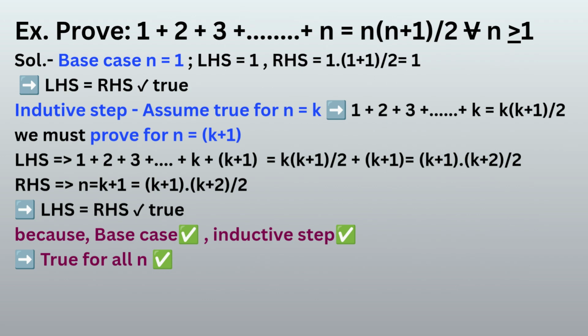Now on the RHS we put n equal to k plus 1. For the k plus 1th term we get k plus 1 times k plus 2 divided by 2. This is equal to the LHS. Hence, the inductive step is also verified. Hence, the statement is true for all natural numbers.